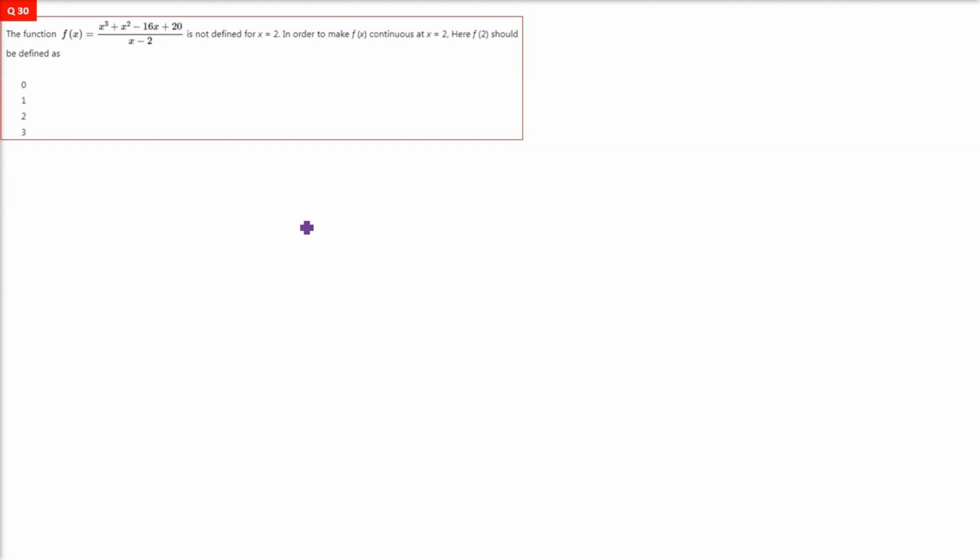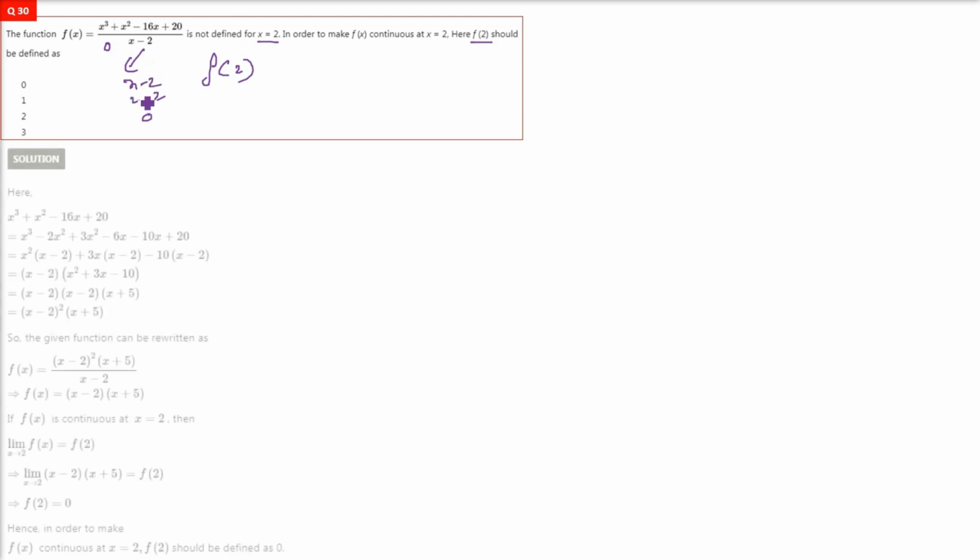Now the function f(x) is equal to this, and this is not defined for x equals 2. You can see if you put x as 2 in the denominator, you'll get 2 minus 2, which is equal to 0, and that 0 in the denominator is not acceptable at all. So in order to make the function f(x) continuous at x equals 2, f(2) should be defined as, again the same concept, you have to find out the limit of this function at x equals 2. So f(2) has to be found out, that is basically the limit.